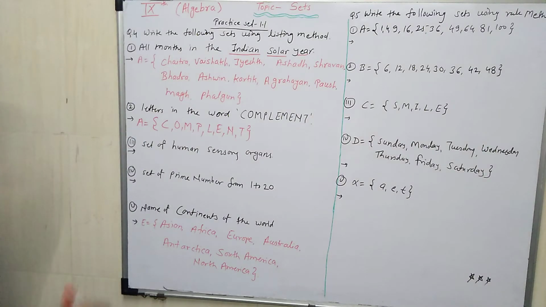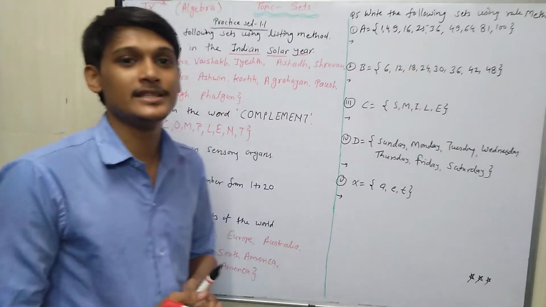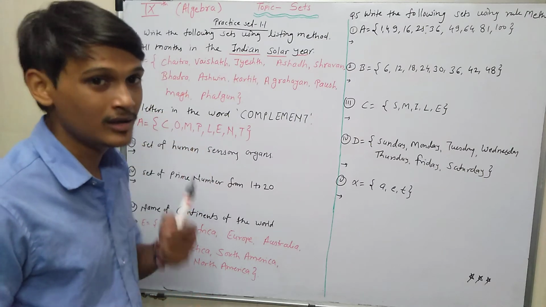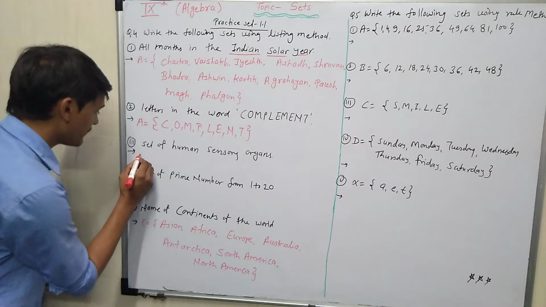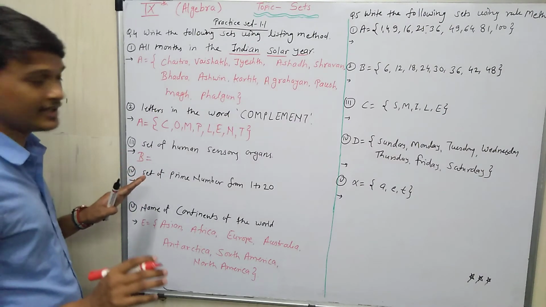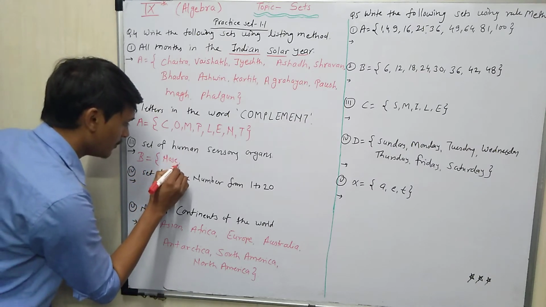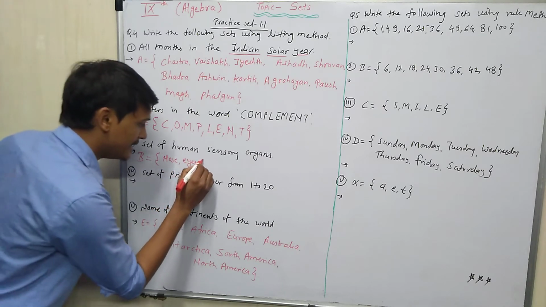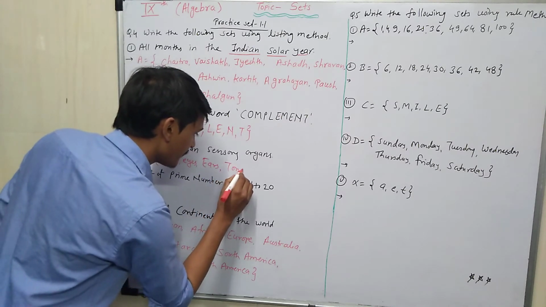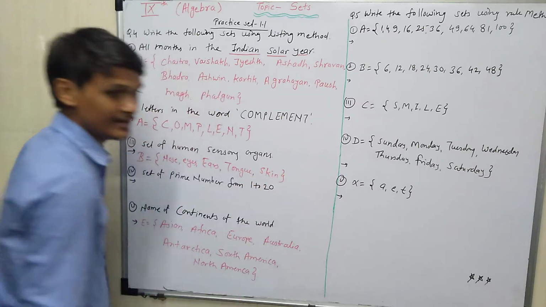Next is the set of human sensory organs. You know what the human sensory organs are? Skin, eyes, nose, ears, tongue. Understood? Then write here. You can write any words here, but this is a capital letter. This is a set. Write here nose, eyes, ears, tongue, and last is skin.